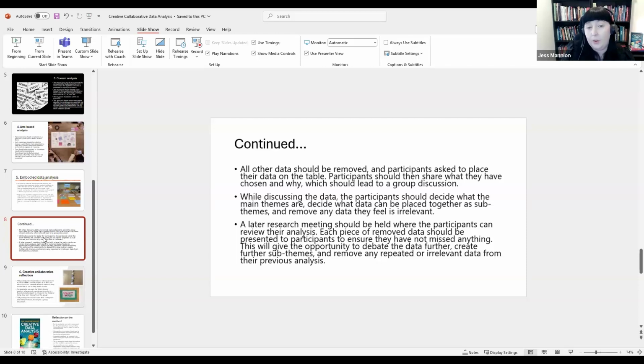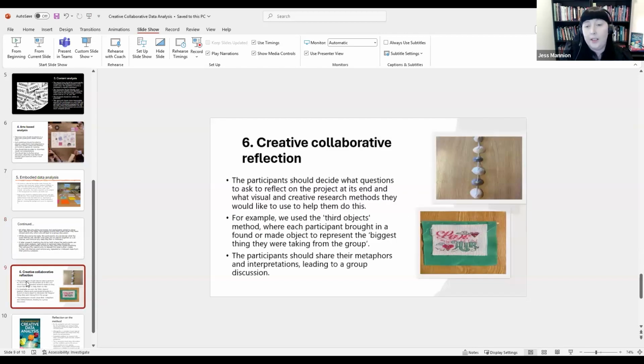But then I think it's important to come back and look at this again. So I would recommend having a later research meeting where the participants can review their analysis and bring back that removed data and present it to participants just to ensure that nothing important has been missed. And it'll give the opportunity to debate the data further, create further sub-themes, and remove any repeated or irrelevant data from their previous analysis.